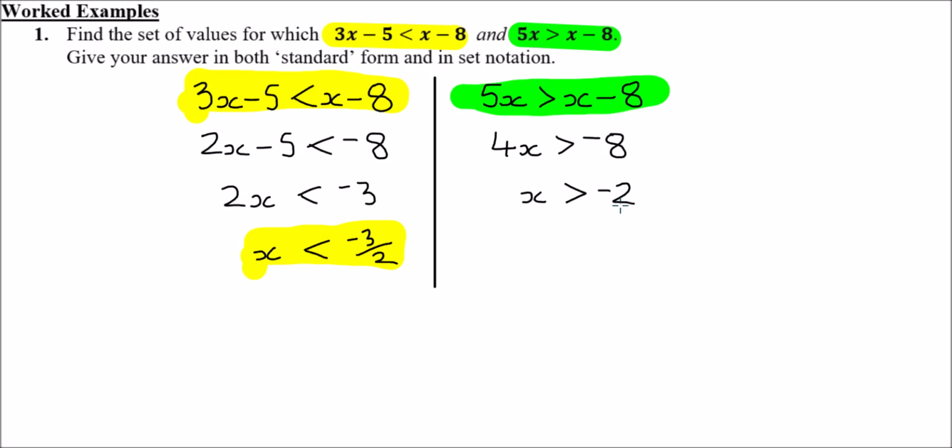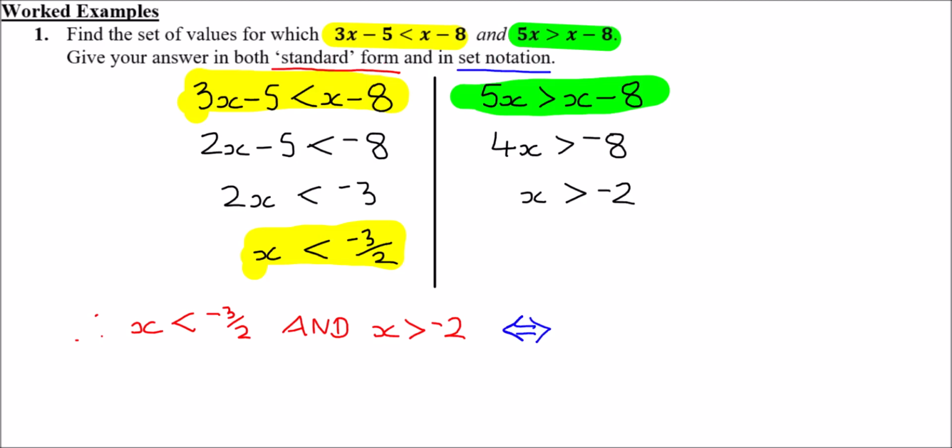Okay, so writing this answer in standard form, we'd see that x has to be less than minus 3 over 2, and x must be greater than minus 2. But in set notation, this is one and the same thing. So a double-headed arrow saying one implies the other and vice versa. Because we want both of these, we put the curly brackets to denote our answer. We want x such that, well, think about it here.